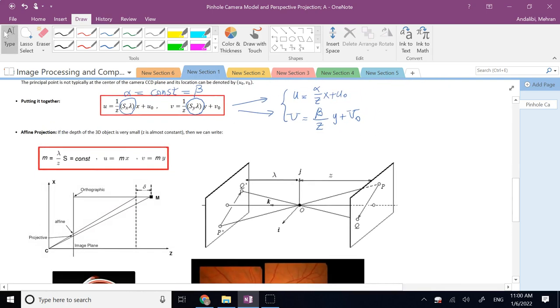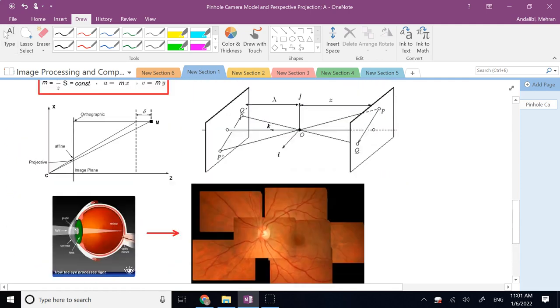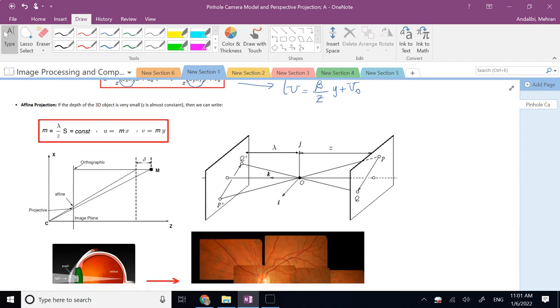Now, there are two simplified versions of the perspective projection. One of them is called affine projection. The other one is called the orthographic projection. I briefly mentioned them for you here.